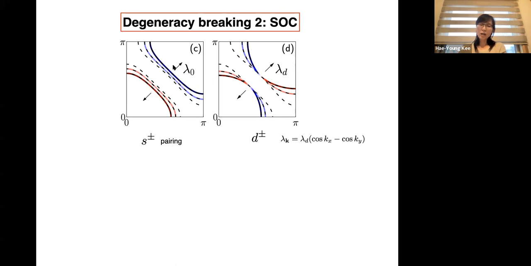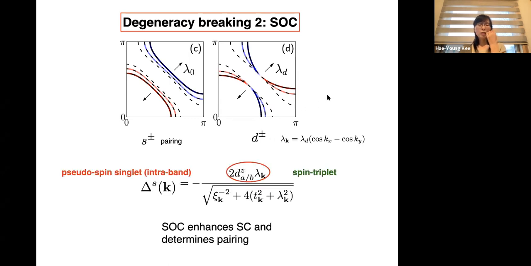And notice that there is a color change. This is going to take a plus sign and this is going to take a minus sign. So it's not a simple S-wave pairing. It actually appears to have S plus minus pairing. And if I add a spin-orbit coupling which has a cosine kx minus cosine ky form, it's going to take the form of this. See that the pairing sign changes from blue to red, and then red to blue. As you increase it, again, the pairing intensity grows. And this can be seen from some mathematical notation here.